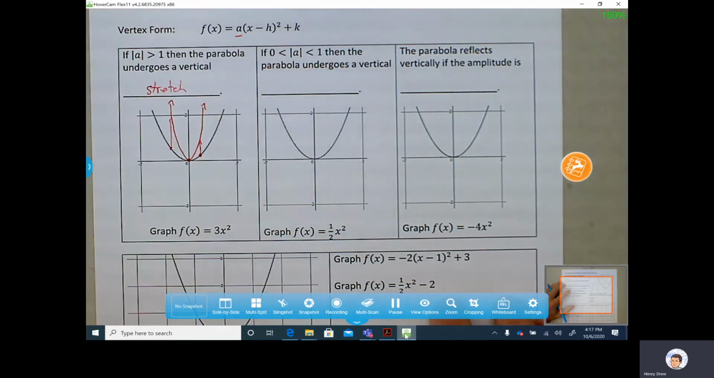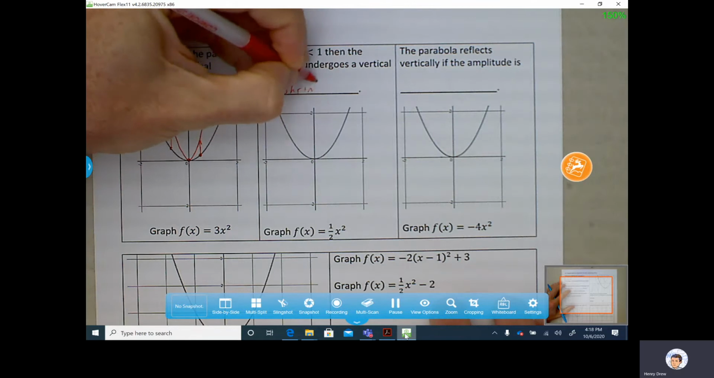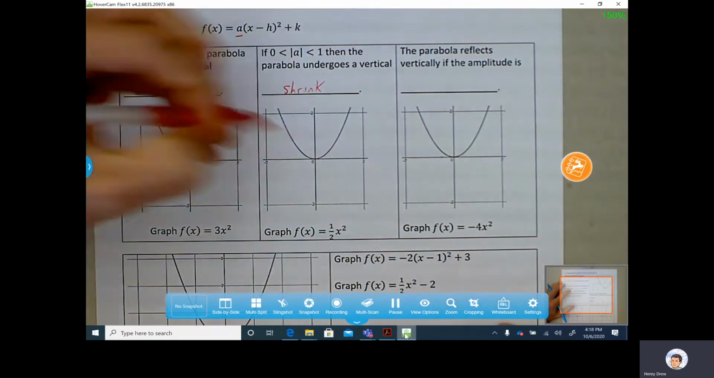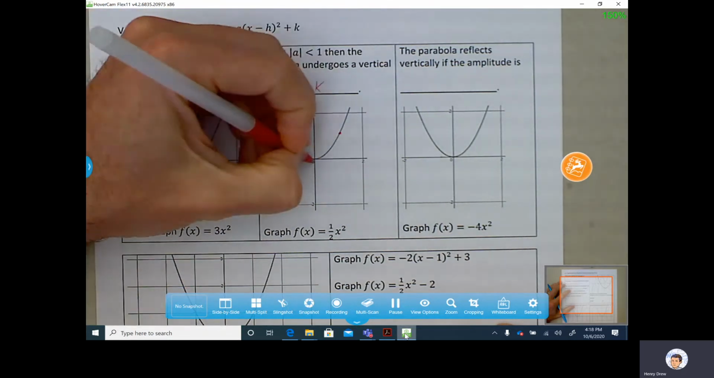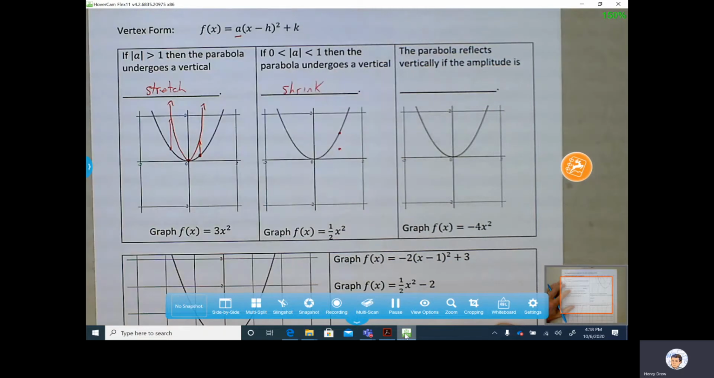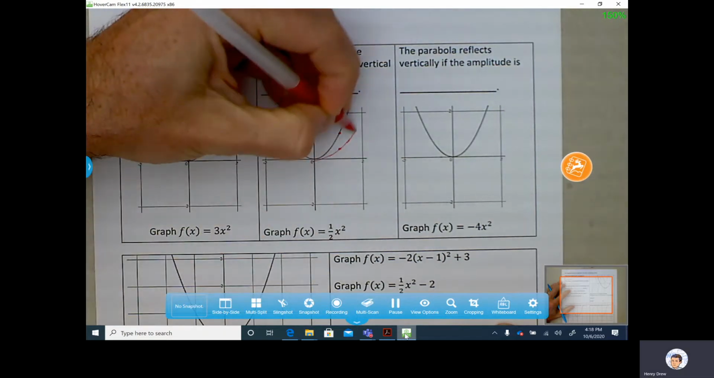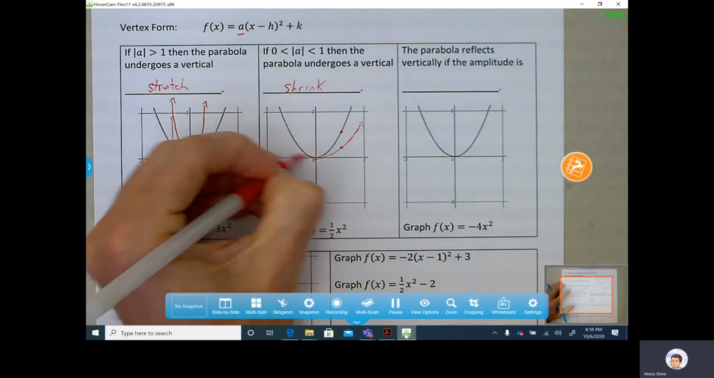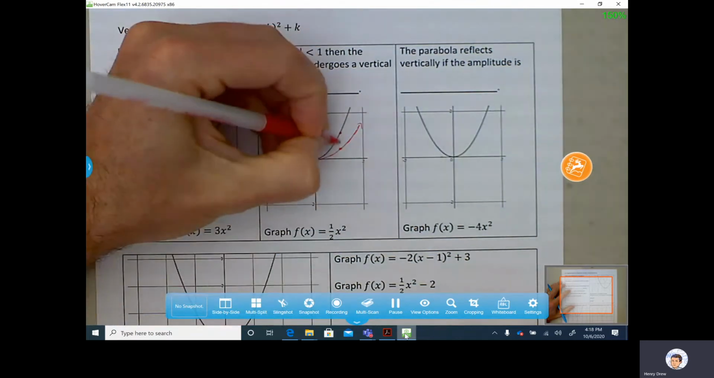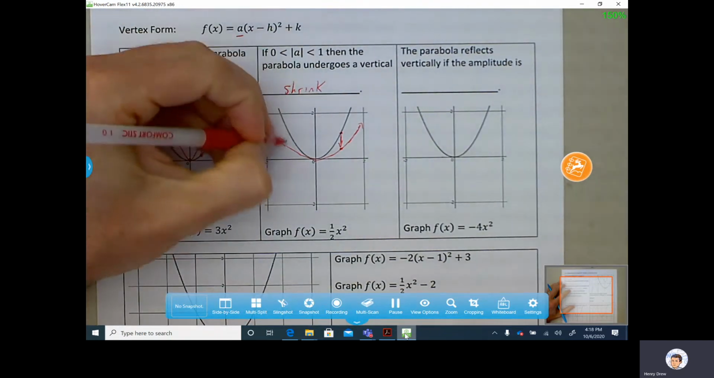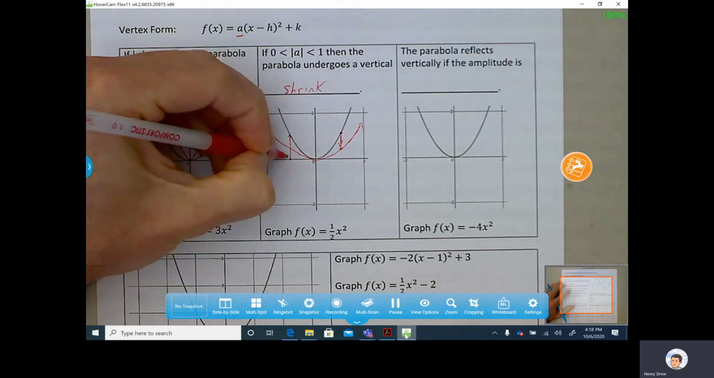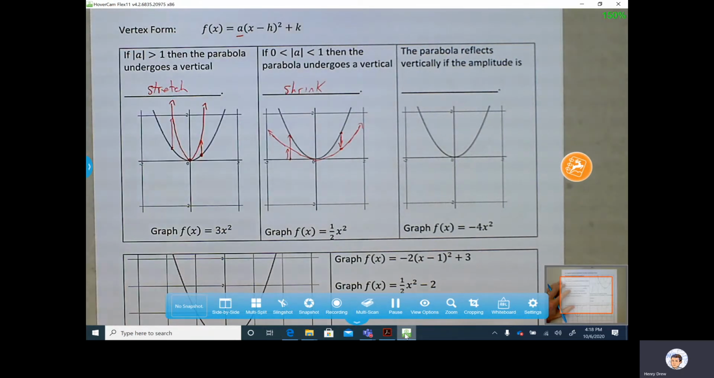If our value of A is between 0 and 1, then we're going to have a vertical shrink. And we're going to draw things down. Instead of going over 1 and up 1 on our parent function, we're going to go only up a half of a unit. And you can see how we are being pulled down. Instead of going all the way up this far, we're only going up half as far from the x-axis.